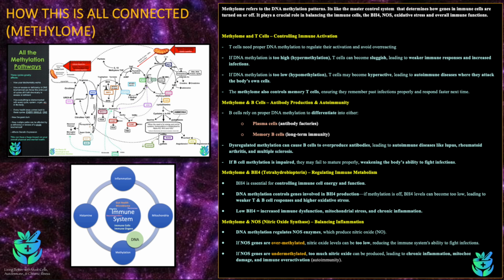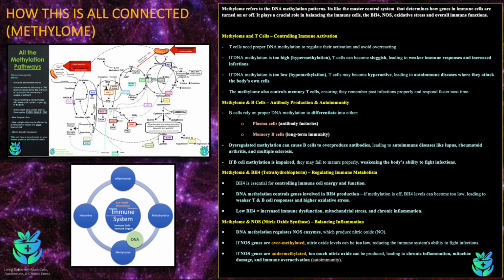This one is talking specifically about the methylome. So the methylome in T cells is controlling immune activation. T cells need proper DNA methylation to regulate their activation and avoid overreacting. If DNA methylation is too high, hypermethylation, T cells can become sluggish, leading to weaker immune responses and increased infections. If DNA methylation is too low, or hypomethylation, T cells may become hyperactive, leading to autoimmune diseases where they attack the body's own cells. The methylome can control memory T cells, ensuring they remember past infections properly and respond faster the next time.